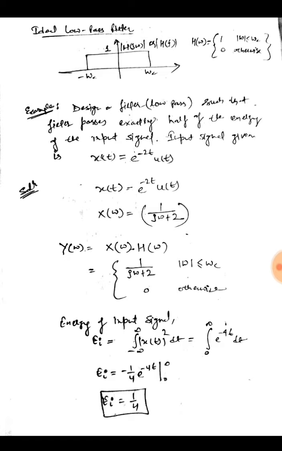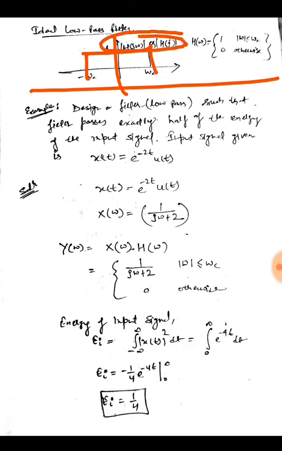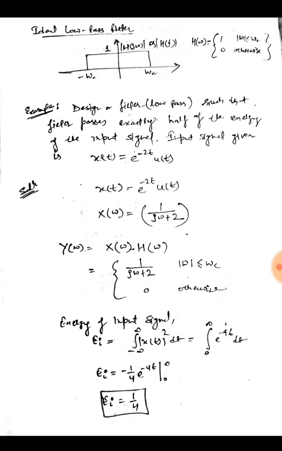So an ideal low pass filter can be represented as this, in which it allows the frequencies from minus omega c to omega c. That is, the magnitude is 1 for minus omega c to omega c, and otherwise it will be 0. So it will pass the frequencies in the range of minus omega c to omega c, and otherwise it will not pass these frequencies.